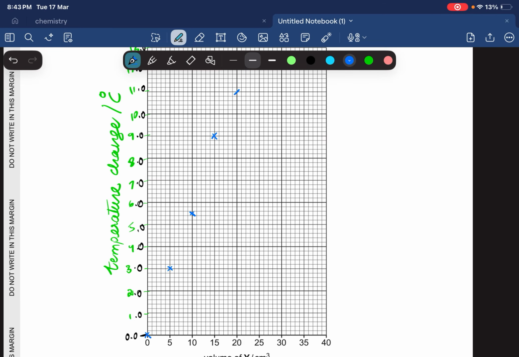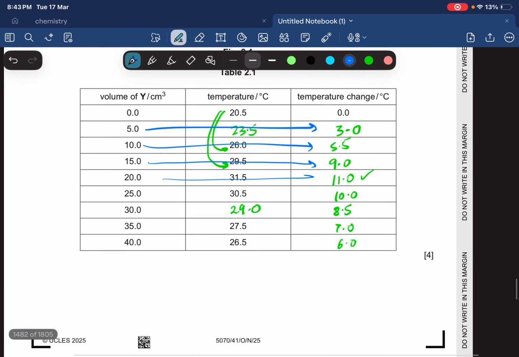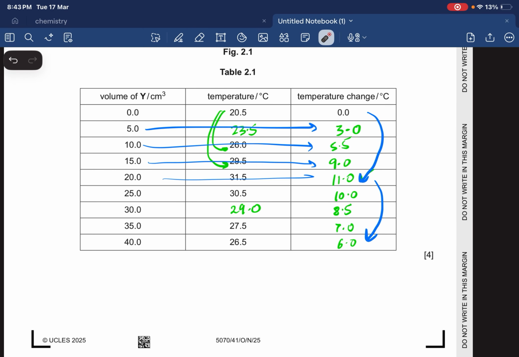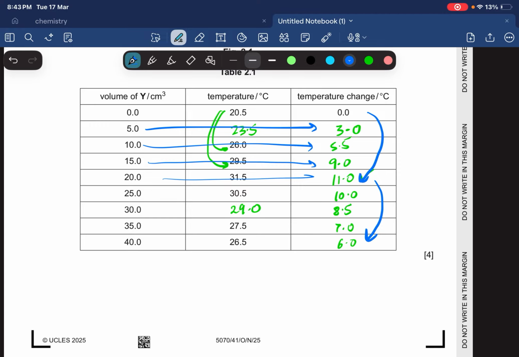At 20 it's 11. So you can see from here to here the temperature increased from 0 to 11, but from 11 to 6 it's decreasing. Do you know why it's decreasing? Because over here till 11 degrees the neutralization occurred, but after this the thing that we are adding from the burette is in excess, and now no neutralization is happening at this point. It's just getting more and more dilute. That's why the temperature begins to decrease. At 25 it's 10.